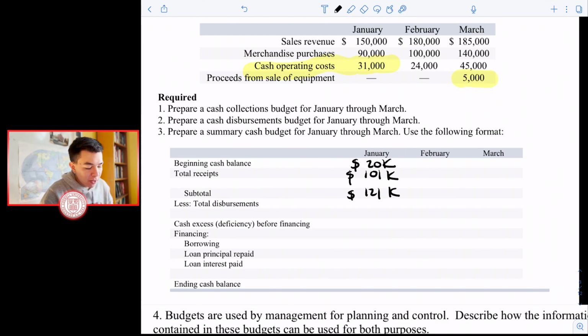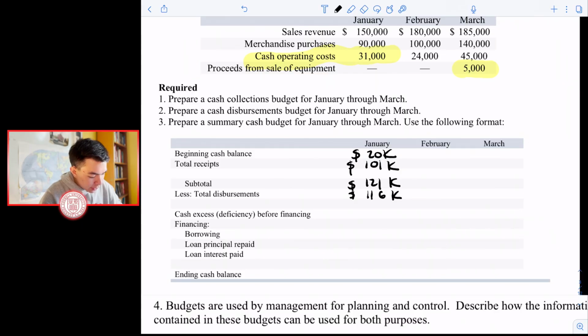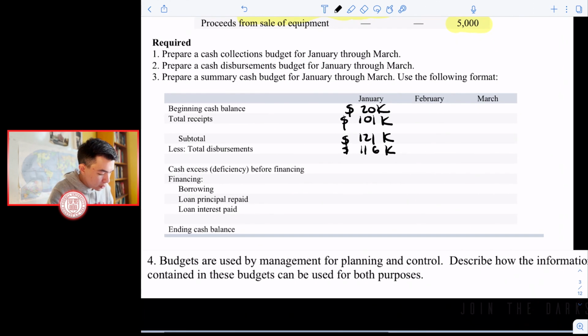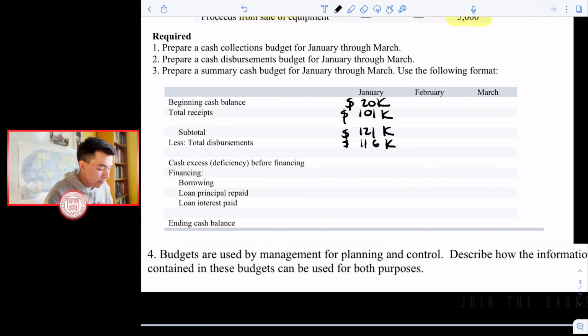But then remember, we spent some money in January. We spent $116,000. And these figures, I'm just pulling them from part A and part B, and now we're tying it all together in part C. We subtract our cash disbursements because that's money that's going away. And when we subtract it, we get 5,000.